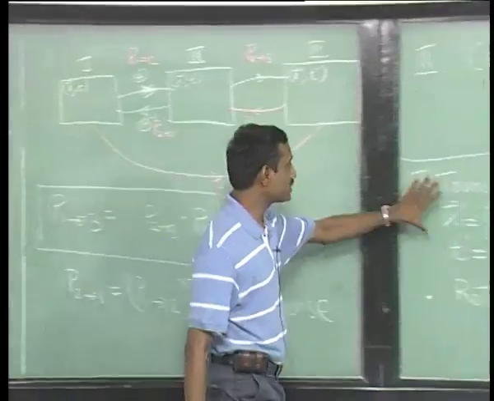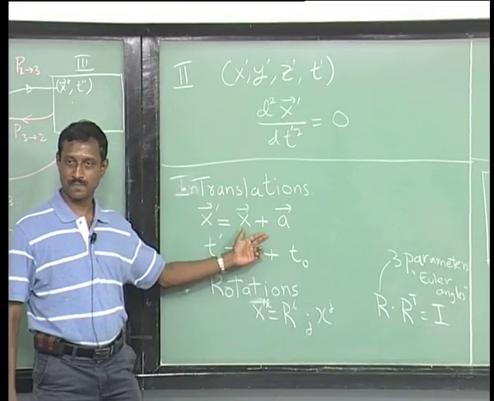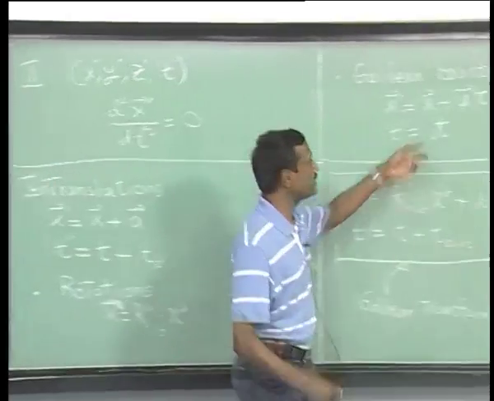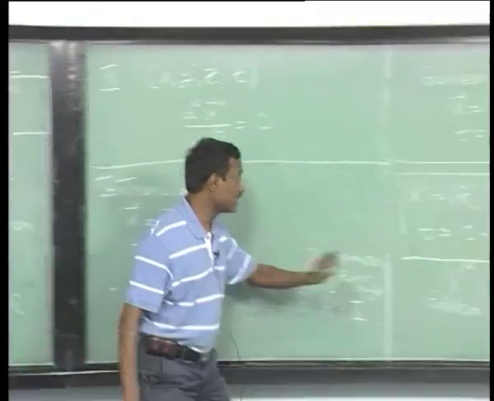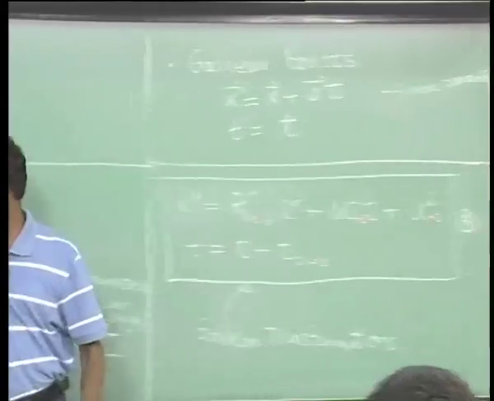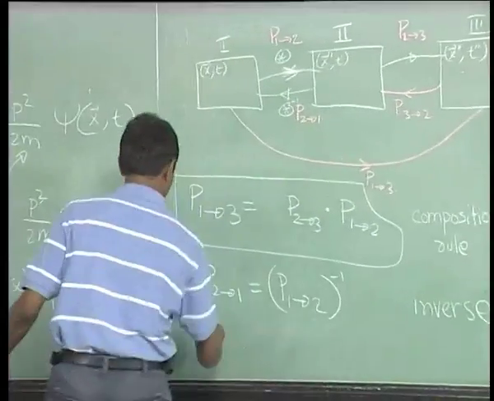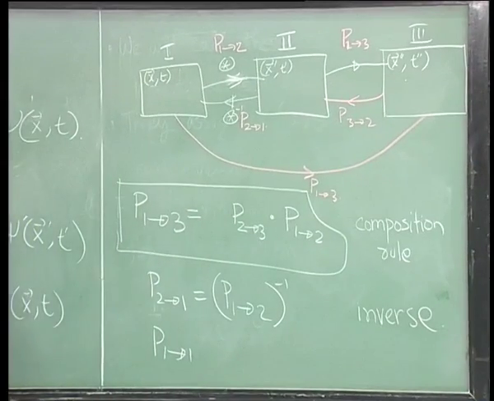If you just did 2 translations, of course they add up. Or if we did 2 boosts together, of course they add up with the vector addition rule. But what I am saying here is take the most general thing, do not assume anything about these things. Okay. And of course, there is a trivial one, 1 goes to 1, which is doing nothing, which we will call the identity.